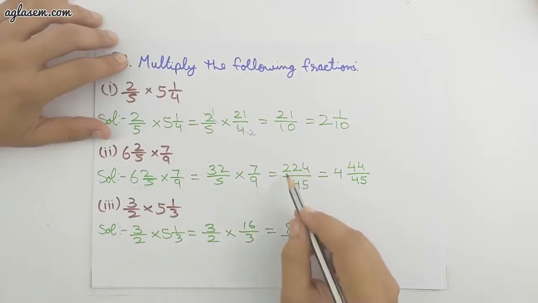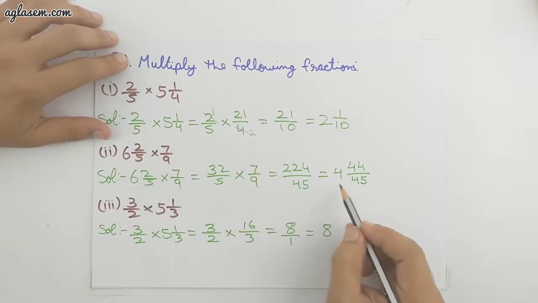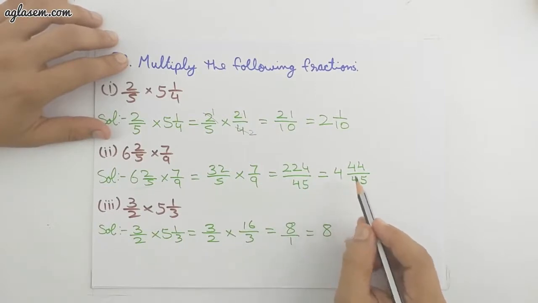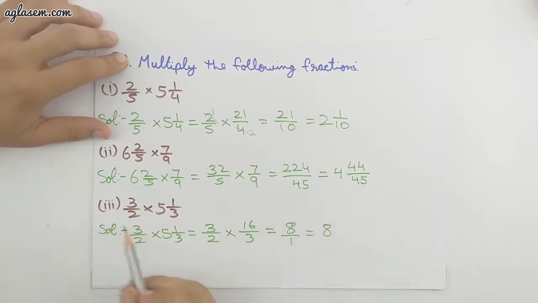So this is an improper fraction. We can reduce it to the lowest fraction form. It's a mixed fraction, that is 4 whole 44 upon 45. Let's move to the third part, which is 3 by 2 multiplied by 5 whole 1 by 3.